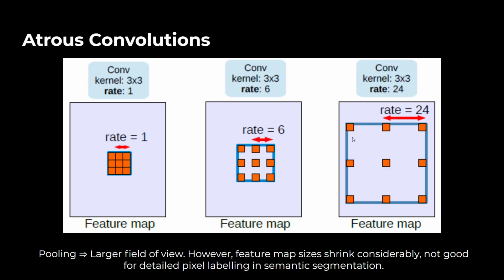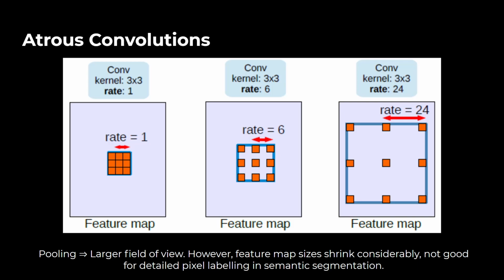The reason why this is good, especially in image segmentation, is because when you're pooling, you get a larger field of view. So you're able to capture more of the semantic information of the image. However, what that means is the feature map size shrinks considerably, which is not good for pixel labeling in semantic segmentation, because you want to be very precise. You're saying, oh, this pixel in the original image corresponds to this class, but if your feature maps are very small, it might not be able to capture that very detailed information.